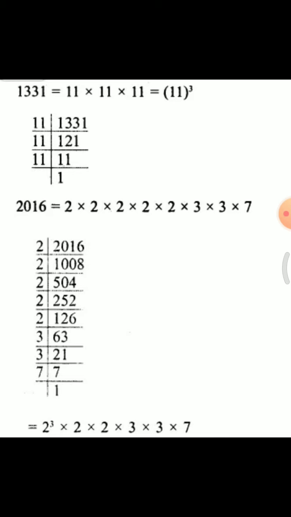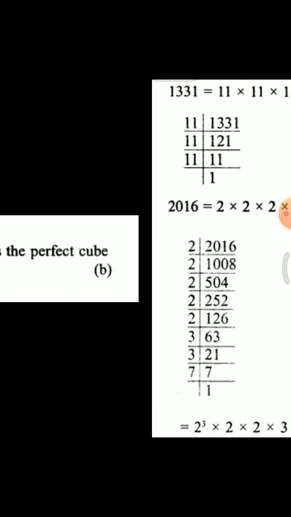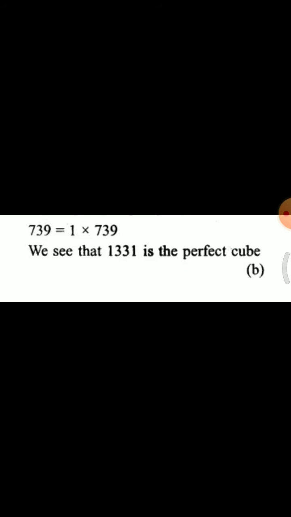Next, 1331. So it is obviously clear that 1331 is divisible only by 11. Okay, so it is the cube of 11. After that you find 2016. So you find all the prime factors of 2016. After solving all questions, you see only 1331 is a number which is in the form of a perfect cube. Okay, so option B is right.